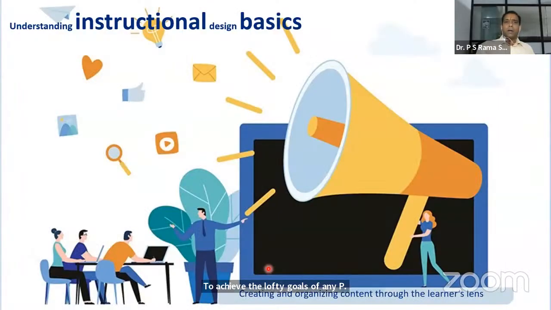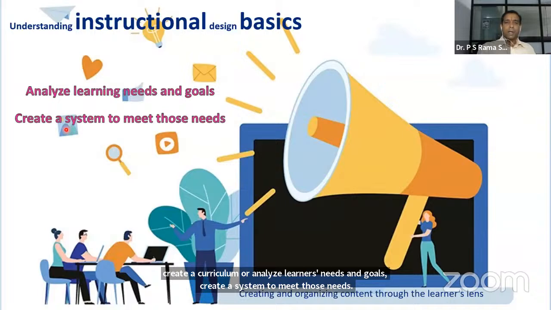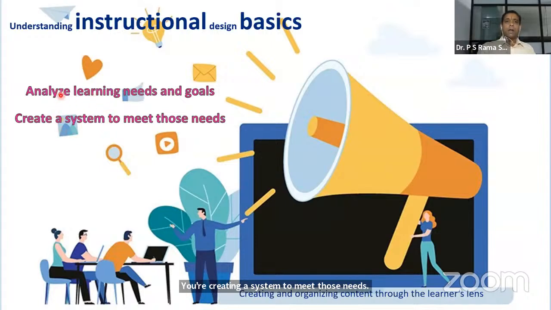So now let us understand the instructional design basics. What do we do in instructional design? The first step, before you create a curriculum, is to analyze learners' needs and goals and create a system to meet those needs. Underline the word system. You're creating a system to meet those needs. System is very important. When you speak of system, it speaks of design, development, delivery. All these three things.